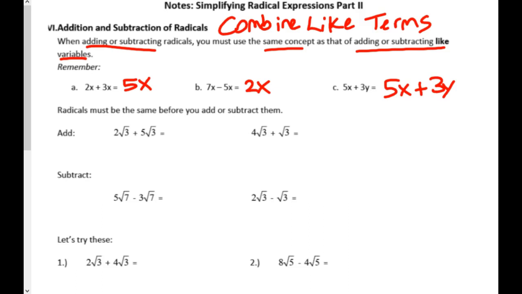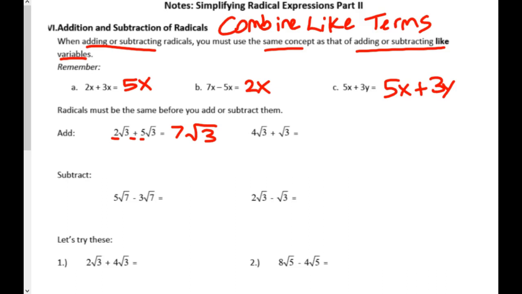So we're going to use the same concept for square roots, okay? So instead of an x, now we have a square root of 3. So if I have 2 square root of 3, 5 square root of 3, how much square root of 3 do I have now? 2 plus 5, 7. And here's the important part. The square root stays the same. I'll say it again. When you're adding and subtracting, the square root number stays the same under the radical.